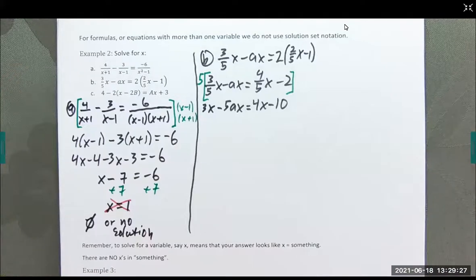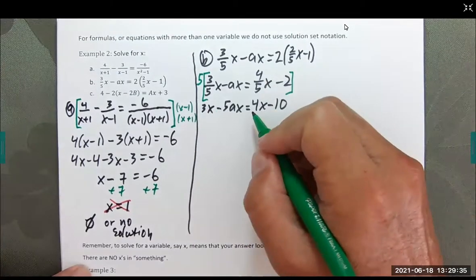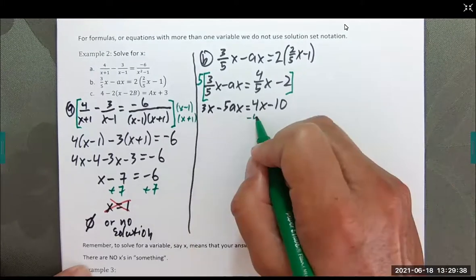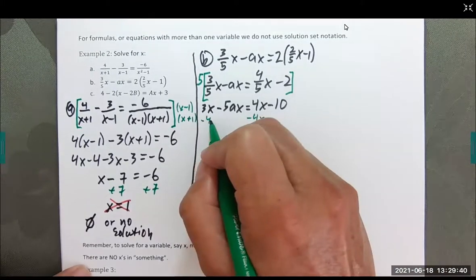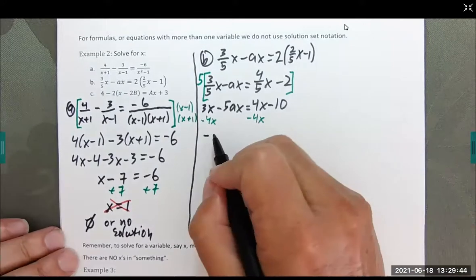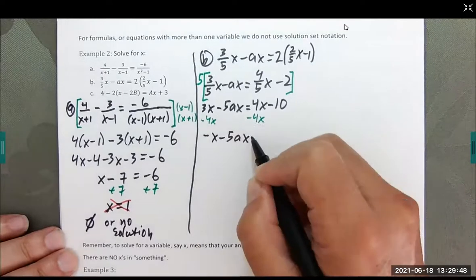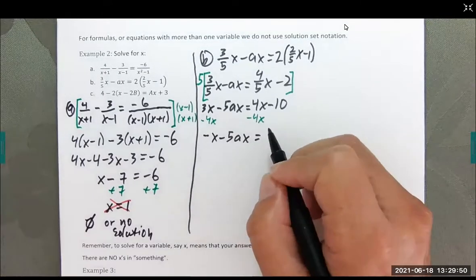So I'm going to gather the x terms to the other side, to the left side in this case. You notice I have 3 terms with x's in them. These two can't combine because of the a. So we have negative x minus 5ax equals negative 10.